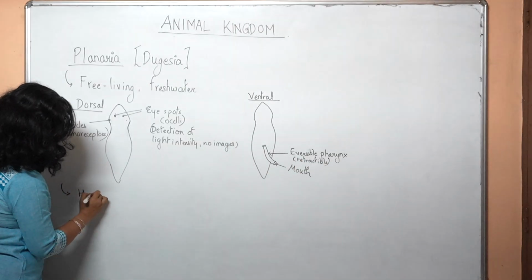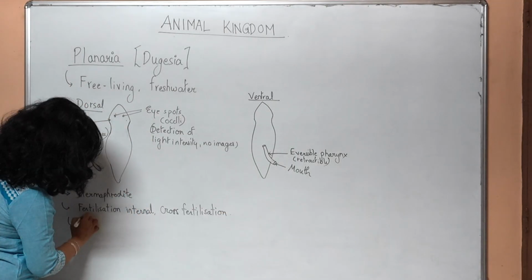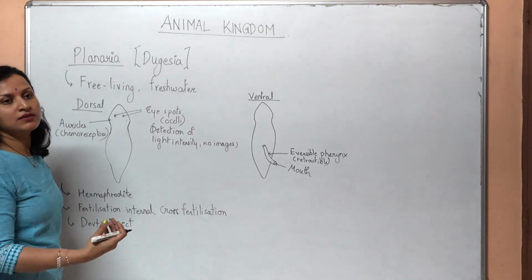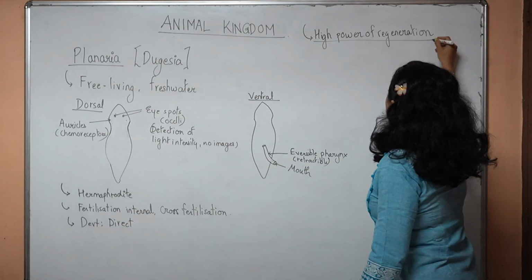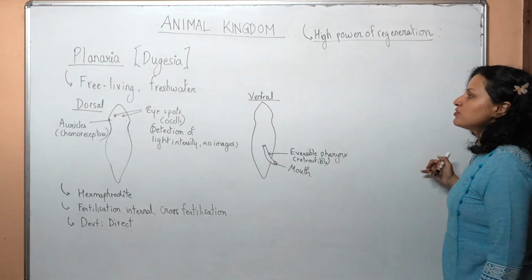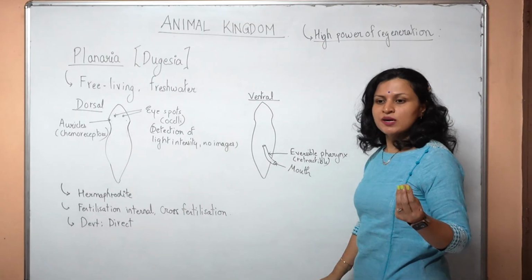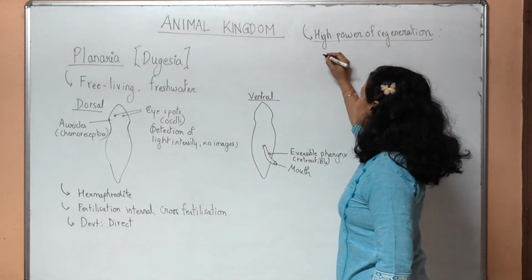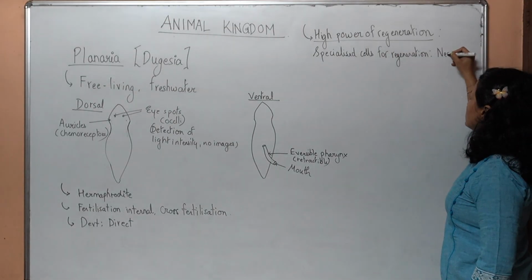Next, it is hermaphrodite. Then fertilization is internal. Cross-fertilization is preferred. The development is direct without any larvae involved, unlike tapeworm, and it is known for its high power of regeneration. This is a favorite AIIMS question. Many questions are asked about this power of regeneration, so we will talk about it in more detail. Its high power of regeneration is because of special cells present in its parenchyma, called neoblasts. Specialized cells for regeneration are called neoblasts.